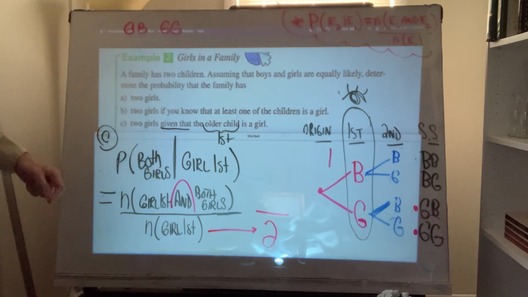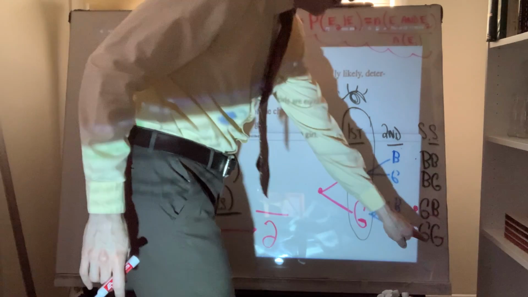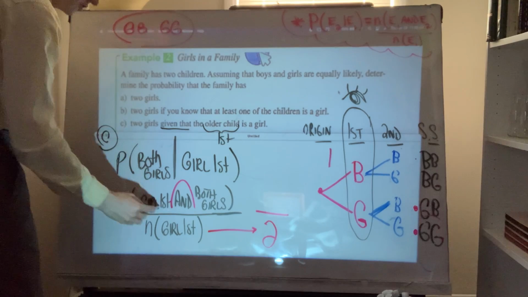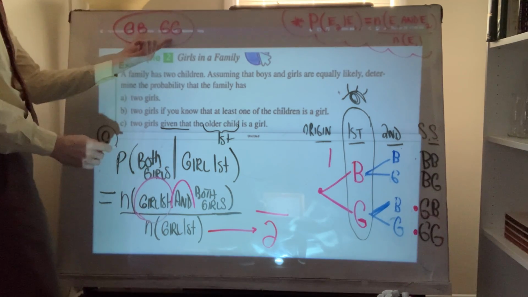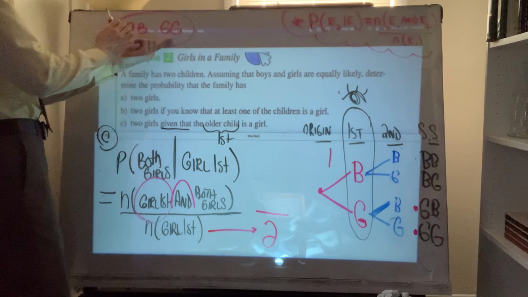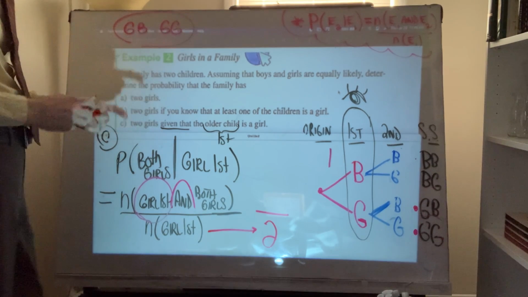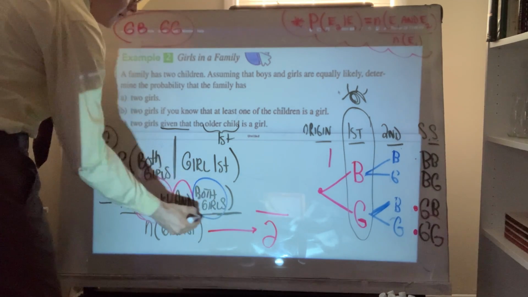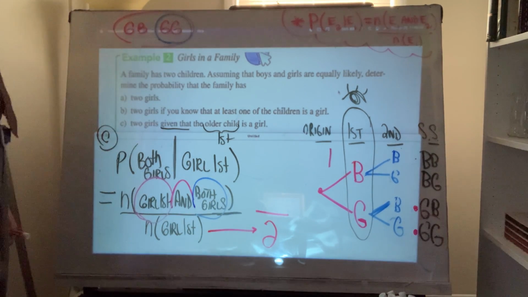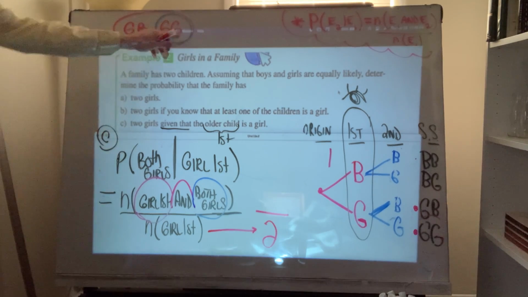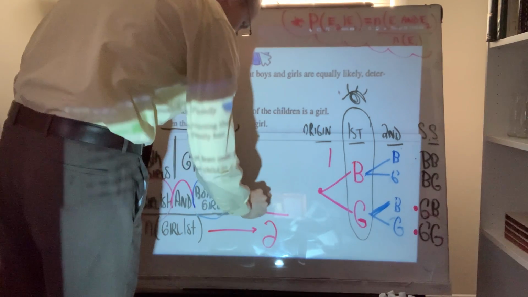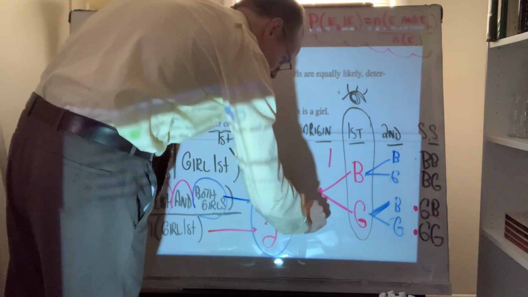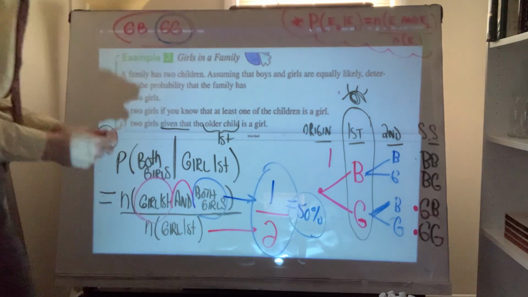Things that are both girls are that one. So this is described by girl first. It's these two groupings here, GB, GG, and both girls is just that much of it. So it's one of the two, and so we're just dealing with the number. That's one half again, so this is 50%.